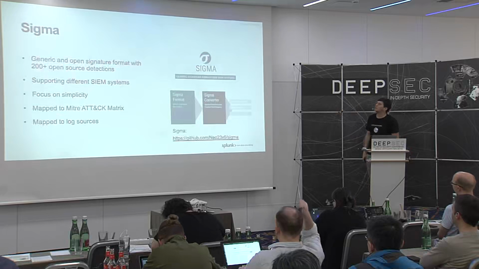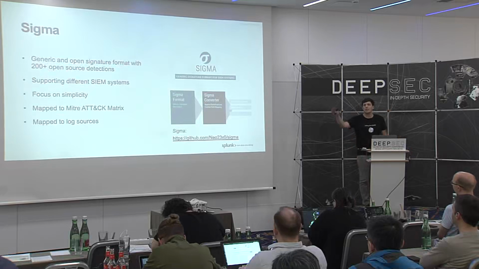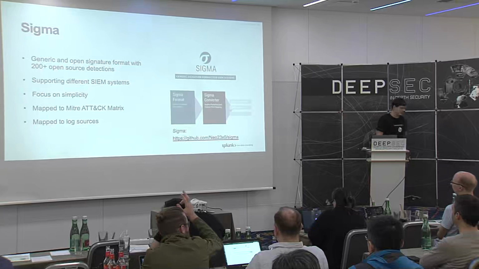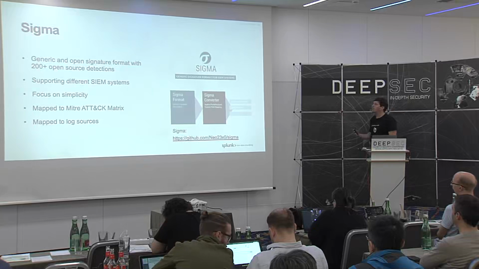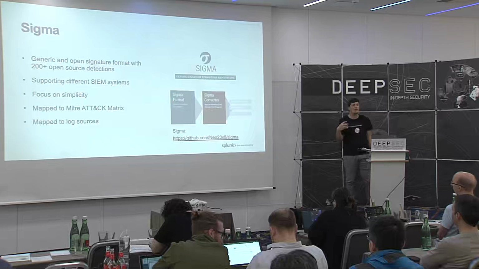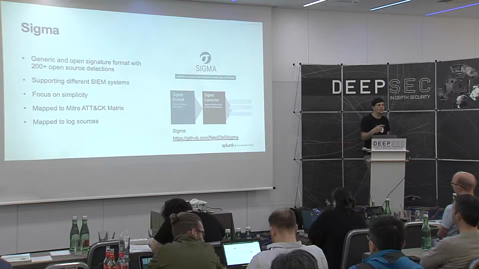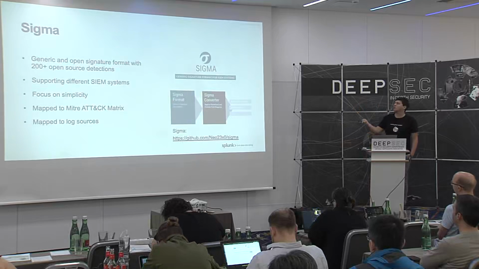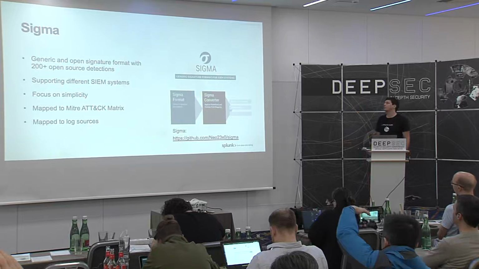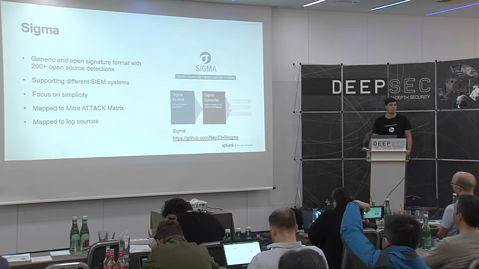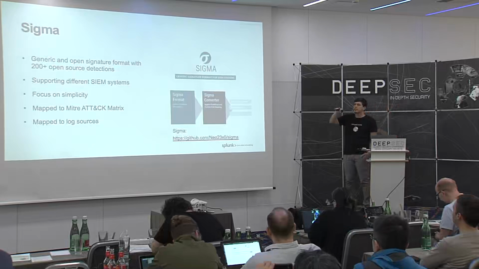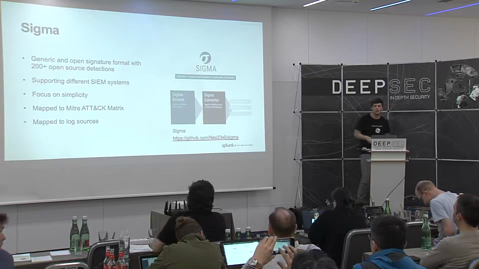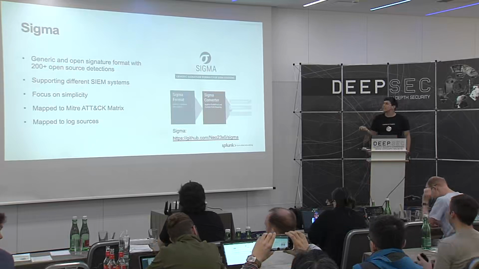Then we have Sigma. Who heard about Sigma? That's cool. Sigma is a generic and open signature format and already contains more than 200 detections. You have support for a lot of different SIEM vendors. It's not only Splunk, you also have Elastic. I learned yesterday that you can convert it to PowerShell. It's cool.